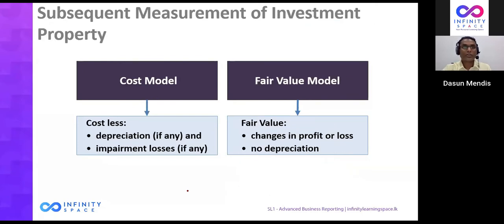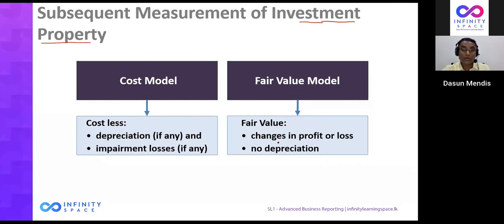Then I talk about the investment properties, right? With regard to the investment properties, what I told you is that the subsequent measurement model can be the cost model or the fair value model. So again, an accounting policy choice. If you use the fair value model, you fair value, and the fair value changes are taken to the P&L here, profit and loss here.